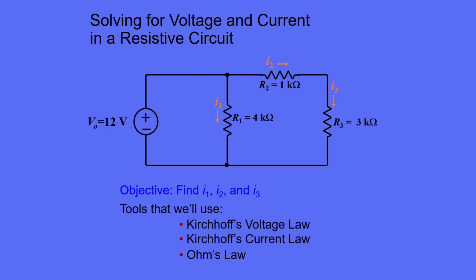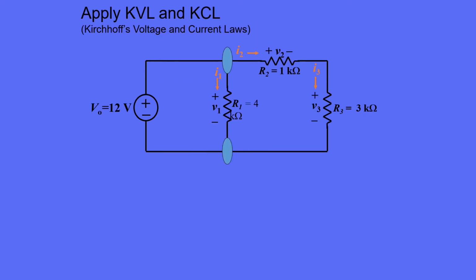It's very appropriate that we use Ohm's law to solve a resistive circuit because it describes the relationship between voltage and current in a resistor. Let's first apply Kirchhoff's voltage law and Kirchhoff's current law to the circuit. One statement of KVL is that the voltage between two nodes is independent of the path taken. We can apply this concept to the voltage between the two nodes labeled in green.